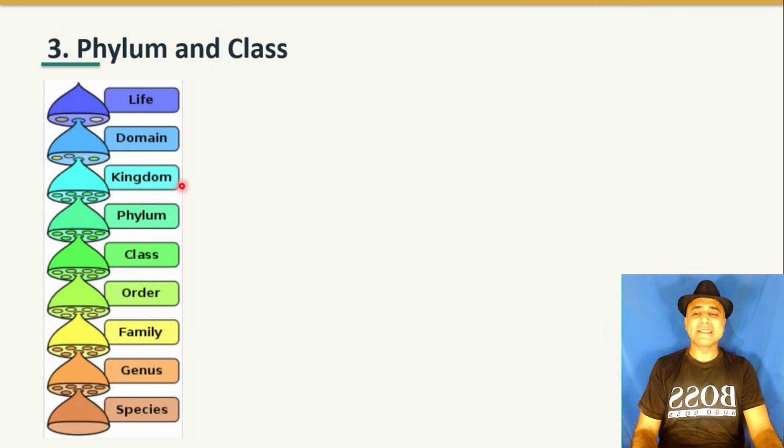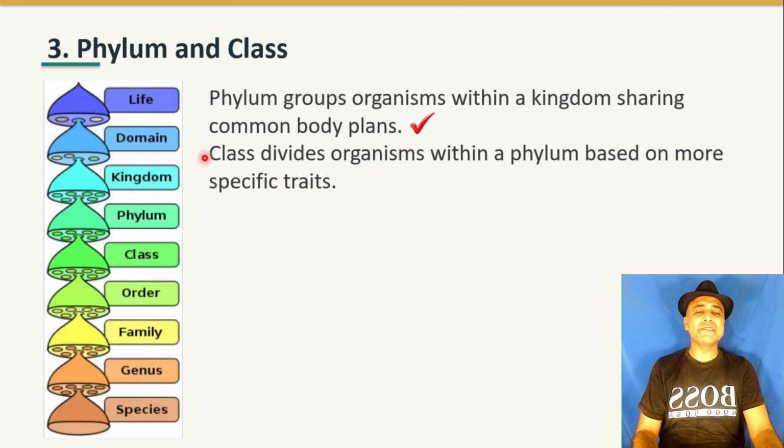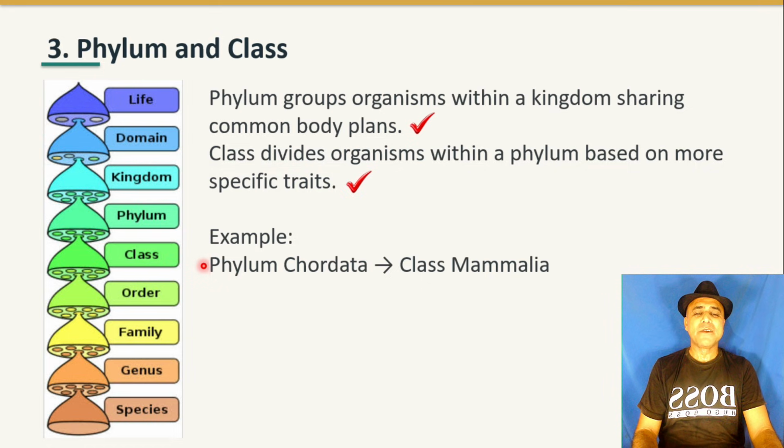Phylum and class. Phylum groups organisms within a kingdom sharing common body plans. Class divides organisms within a phylum based on more specific traits. Examples are phylum Chordata and class Mammalia.